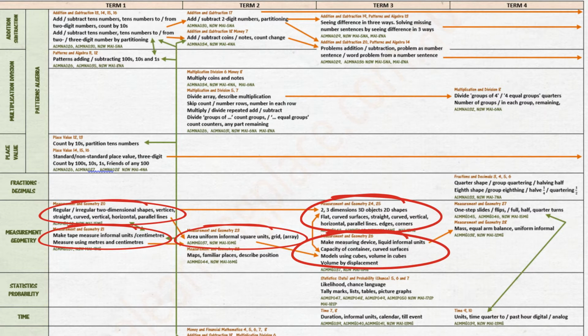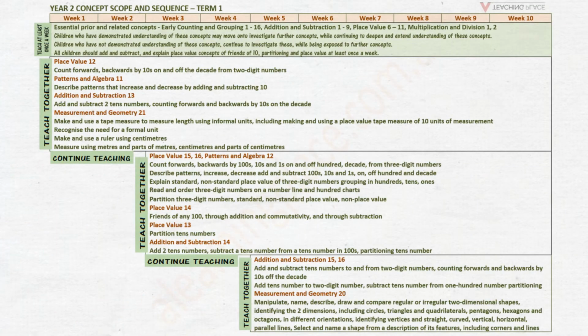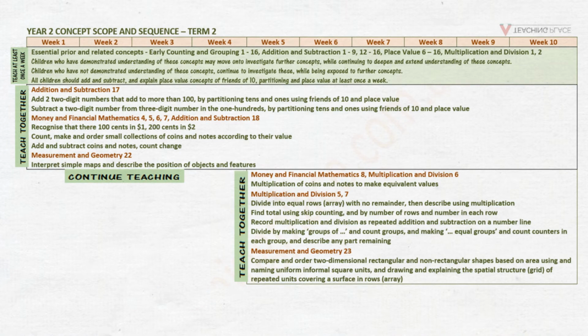They construct a measuring device in liquid informal units and measure the volume and capacity of three-dimensional objects with curved surfaces. They investigate slides, flips and half and quarter turns and tell time to the quarter hour using their understanding of quartering shapes. Pages 2 to 5 contain a term-by-term sequence of concepts taught in Year 2.